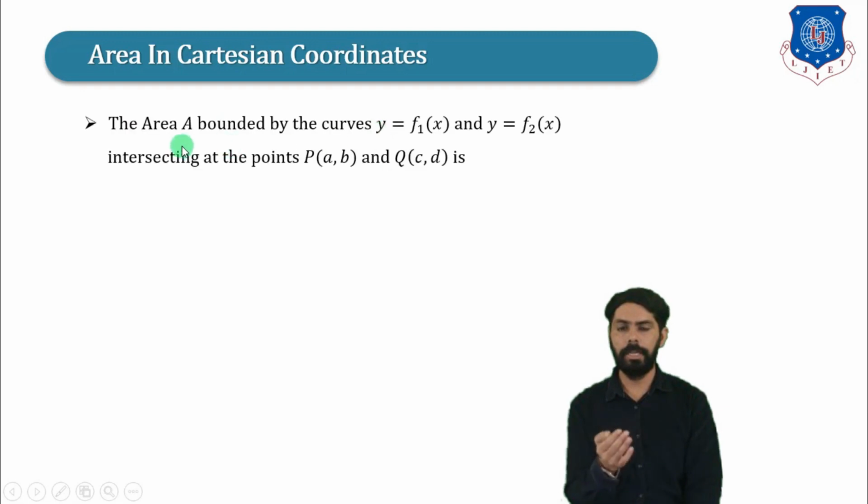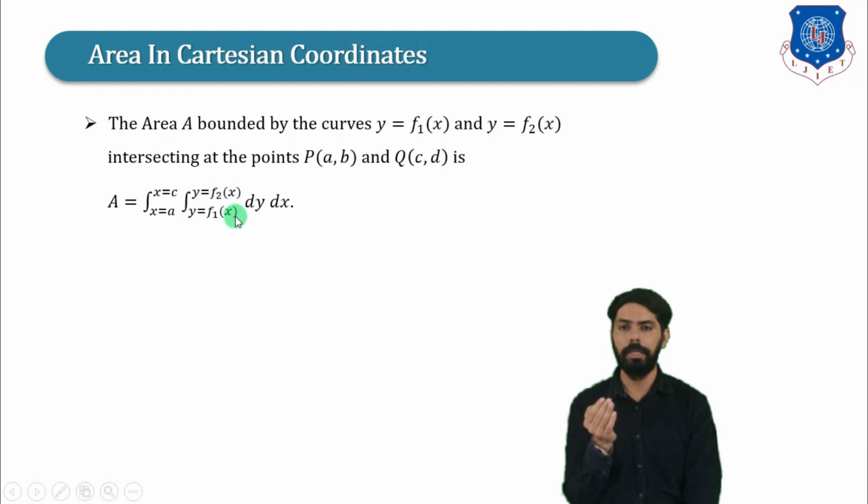The area A bounded by the curves y equal to f1(x) and y equal to f2(x), intersecting at the points P, A, B and Q, C, D, is A equal to the integration from x equal to a to c, then the integration from y equal to f1(x) to y equal to f2(x), dy dx.